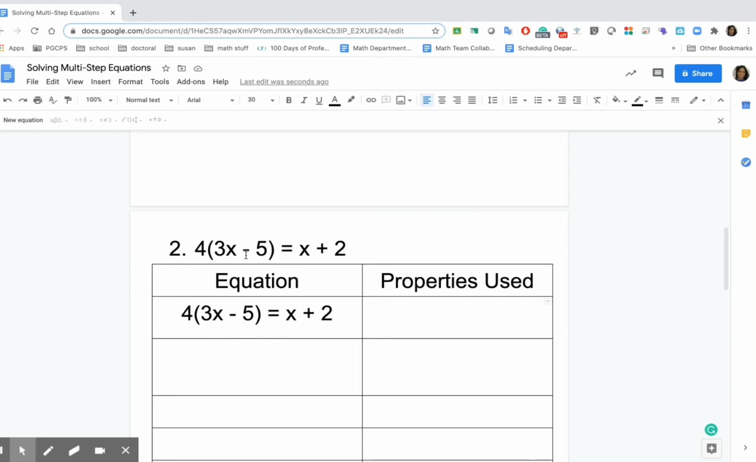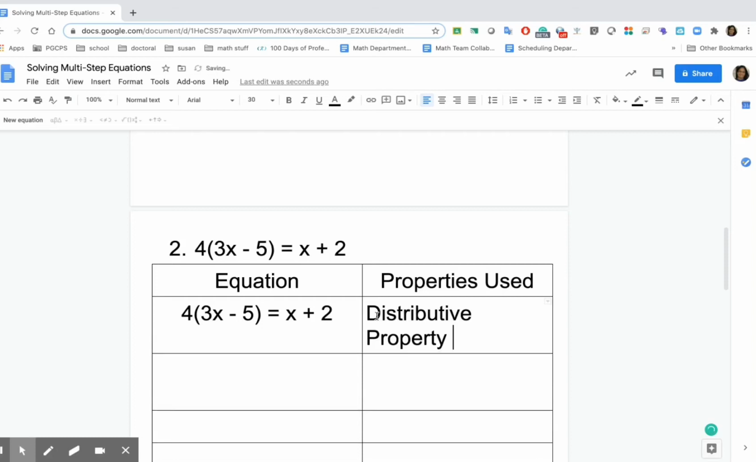4 times the quantity of 3x minus 5 is equal to x plus 2. So to solve this equation, the first thing we need to do is to use the distributive property. So we will distribute 4 to 3x minus 5. So the left side now will become 12x minus 20 equals x plus 2.